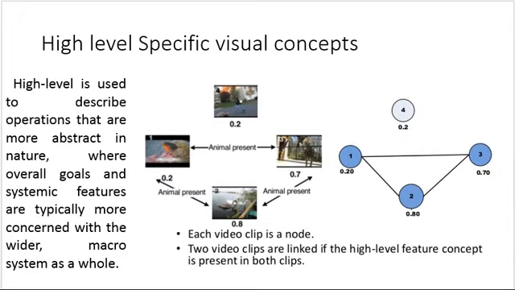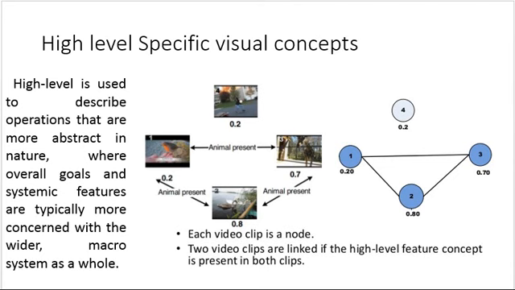Then high level specific visual components are like here we can see we have 4 pictures or 4 videos running, and wherever an animal is present we increase its corresponding weight to 0.8, 0.7, and since 1 is the input, its weight we set to 0.2, and then we search wherever there is no animal.